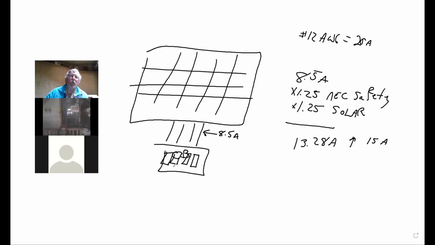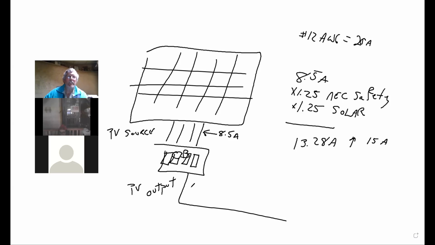Now, the question was what would be the output amperage? Because this is the PV source circuit here, and we're looking for the PV output. And this is one reason why I wanted you to understand those terms, because oftentimes people are referencing these terms, PV output circuit, PV source. You need to know what they're talking about.